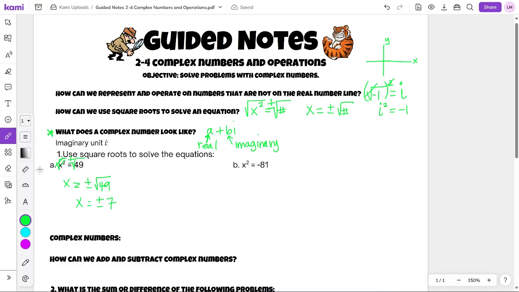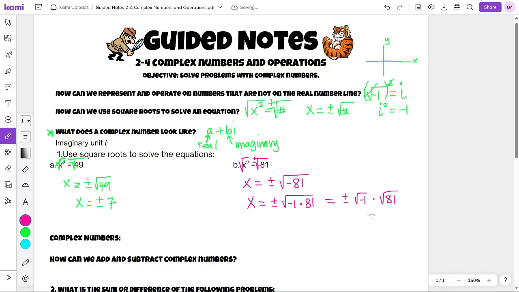All right, so what happens when there's an i in this mess? Let's look at this one. I'm going to take the square root of both sides again, plus or minus. So x equals plus or minus the square root of -81. Well, let's talk about this negative first of all. That means plus or minus the square root of -1 multiplied by a positive 81. And if you remember with square roots, I can split them apart like this. So that still means the same thing.